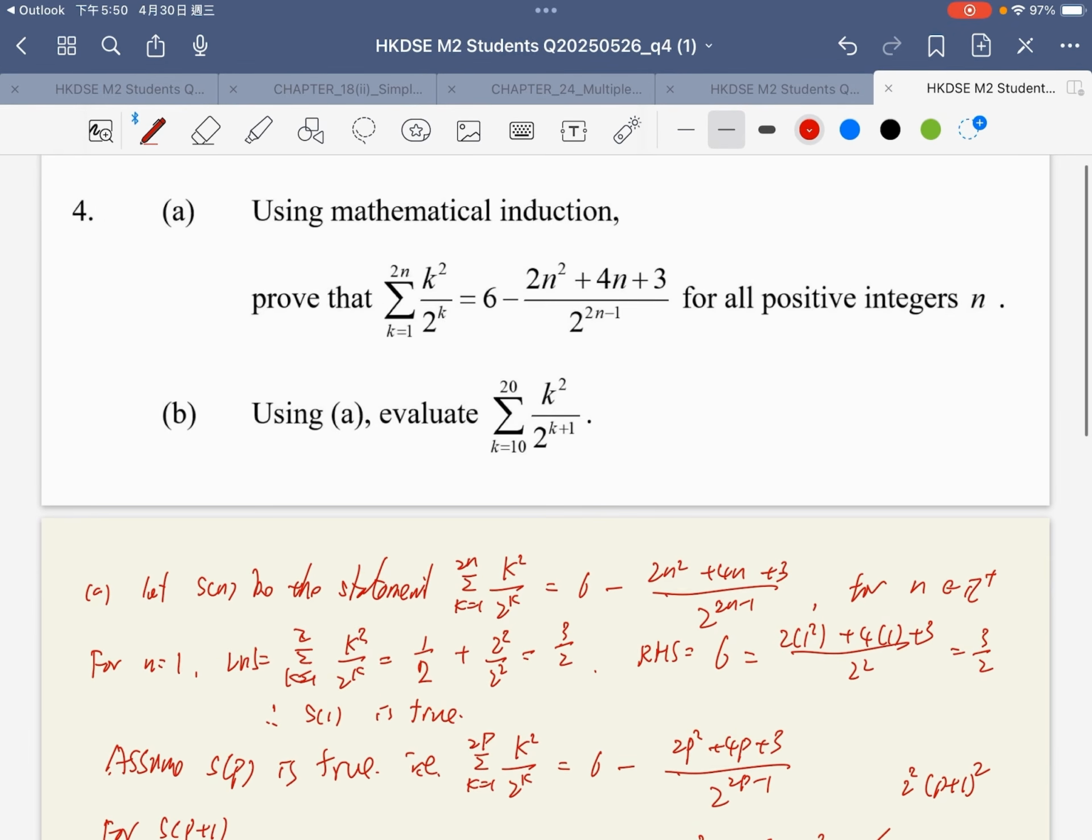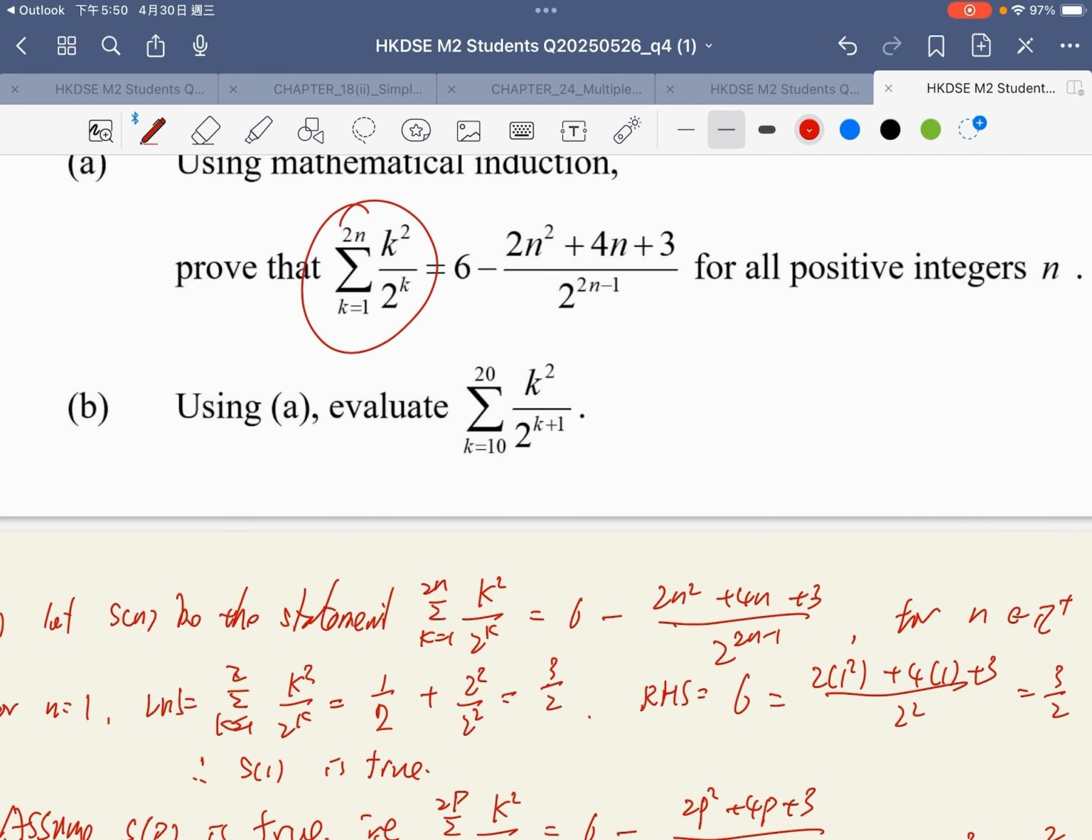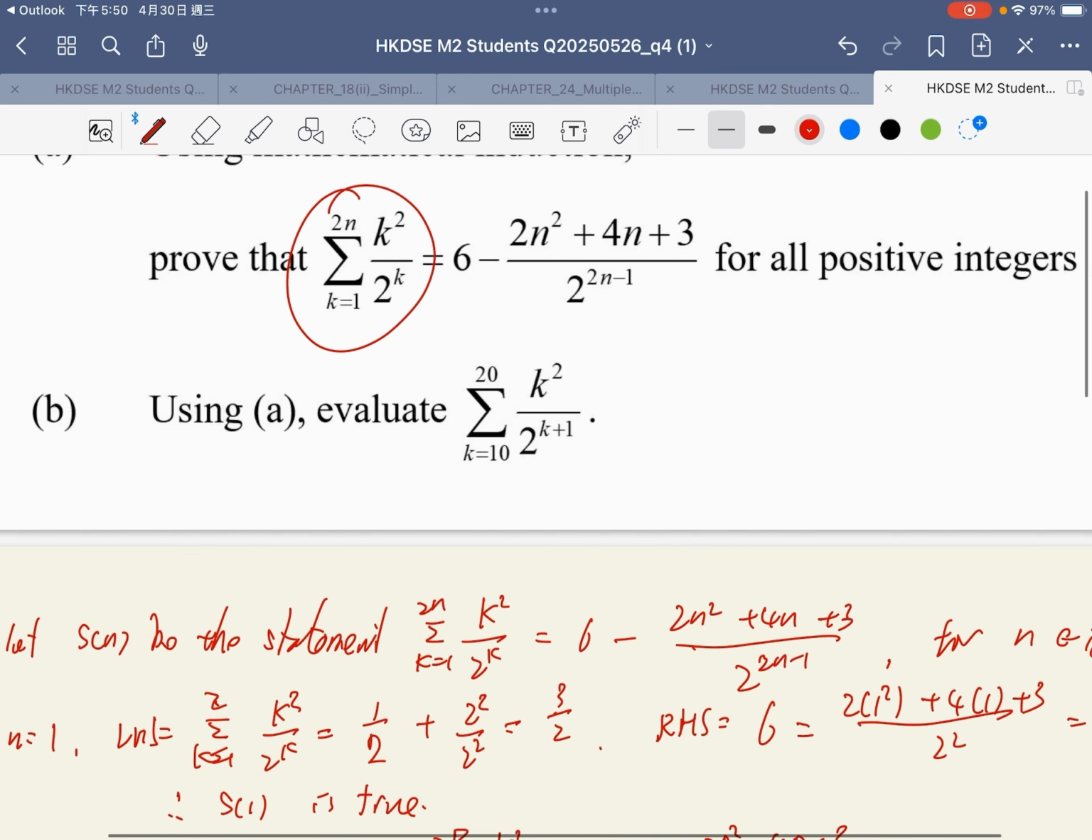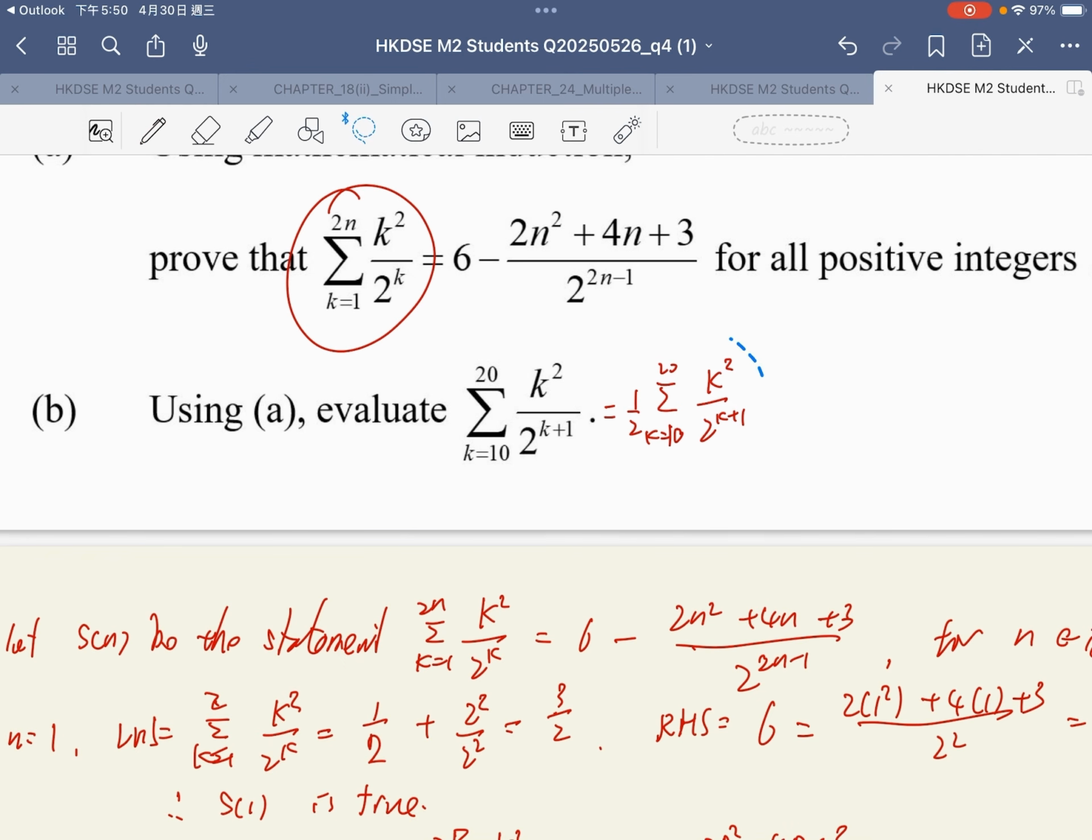okay, for part B, that is very similar to this part. But we can see that the denominator is not 2 to the power k. It is 2 to the power k plus 1. Therefore, I have to factorize that 2, 1 over 2, outside the bracket. Okay, I factorize. Oh, that's k.